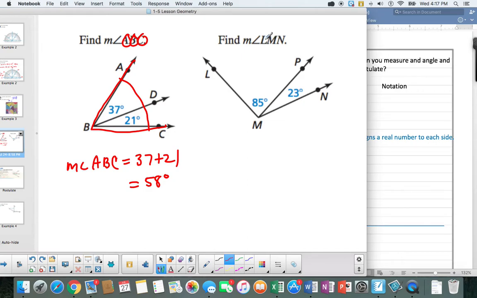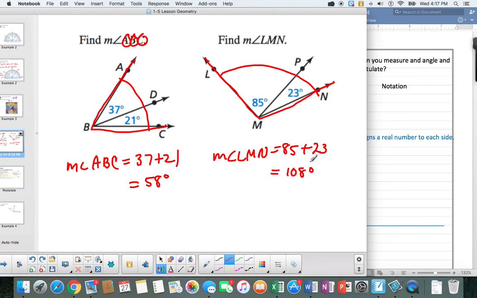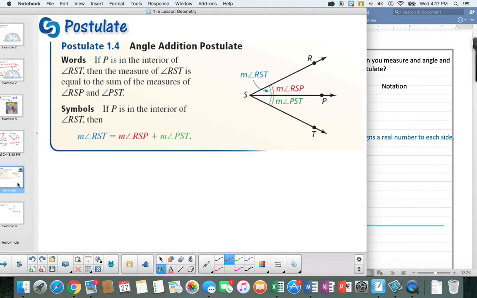They'd like me to find LMN. Start with L, M will be the vertex, and then N. And again, this is a big angle. So the measure of angle LMN is equal to 85 plus 23, and so this answer will be 108 degrees. This looks like that segment addition postulate when you add the two little things and it makes a big thing. And that's what this one is called. It's called the angle addition postulate.